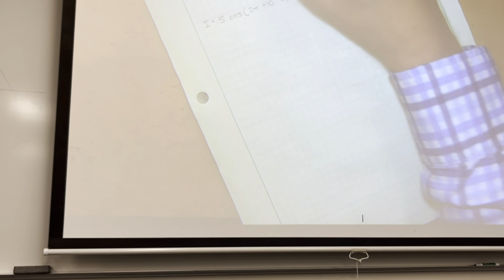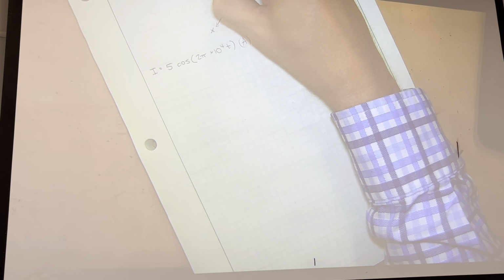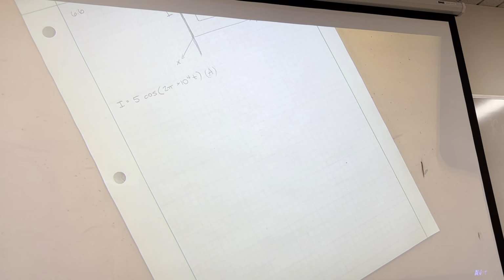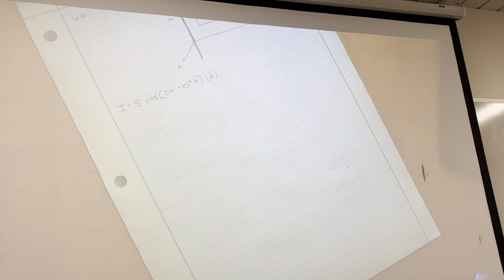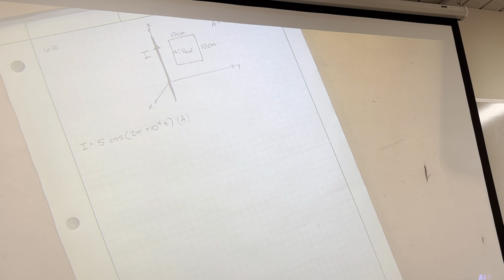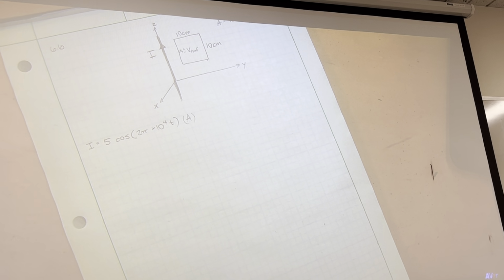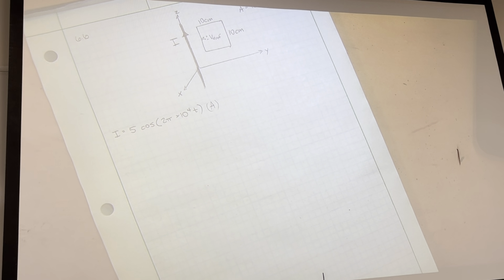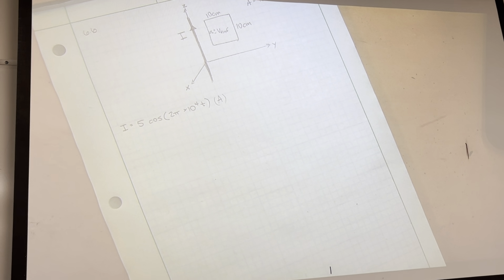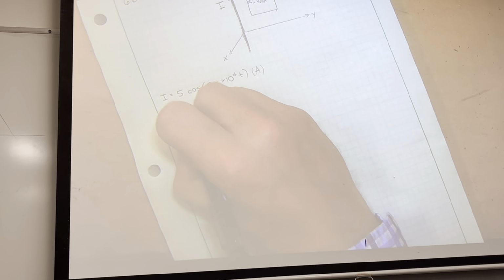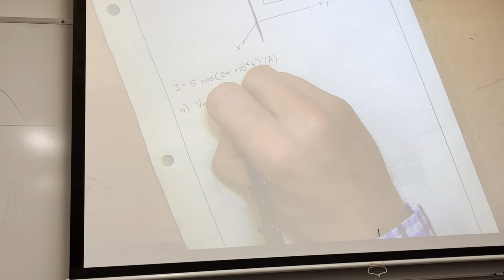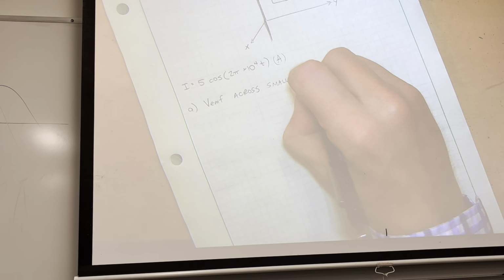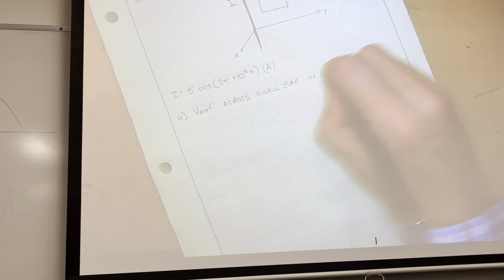And then what they want is, if there was a small gap here, a really tiny one, and you have some positive and negative, and you have some VEMF there. They're saying imagine a gap in that loop, just a tiny one, imperceptibly small. So determine the EMF induced across a small gap created in the loop. That's part A, VEMF across small gap in loop, which is not pictured.